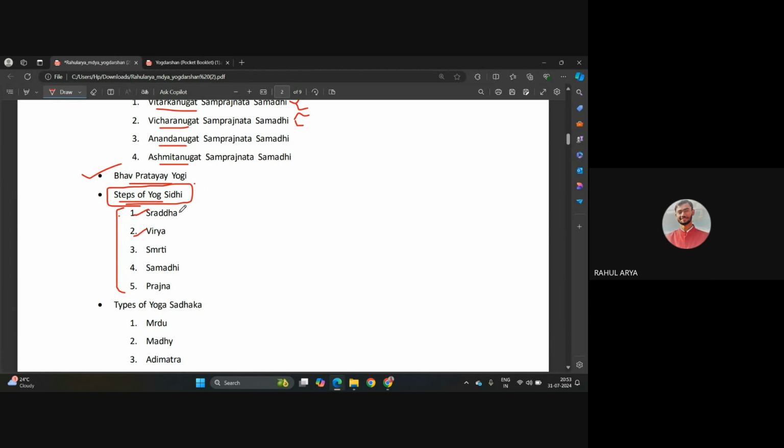Shraddha. First, follow the Shraddha. Then virya, brahmacharya. Smriti: then your memory, your cognition level, intellect level will be higher. Then you will be able to attain the samadhi. After attaining the samadhi, Prajna, Ritambhara Prajna will activate. Viveka khyati will activate, and after the viveka khyati, the liberation will be there. So these are the steps to attaining yoga siddhi.